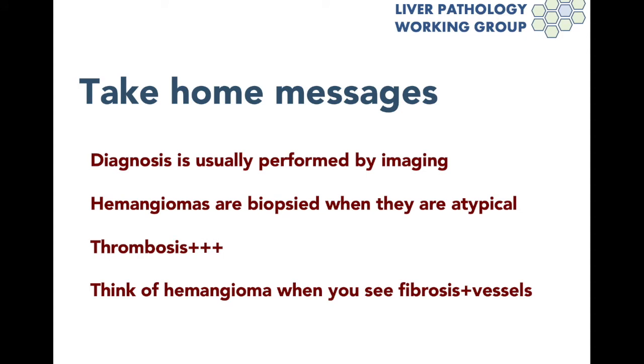So the take-home messages are that the diagnosis of hemangioma is usually made only by imaging, and the lesions are biopsied when they are atypical. They often are atypical when they undergo thrombosis and subsequent fibrosis. And so you have to think of hemangioma when you are looking at a biopsy performed on what is called the tumor, and you see fibrosis and vessels.